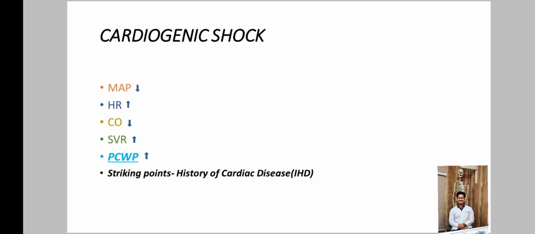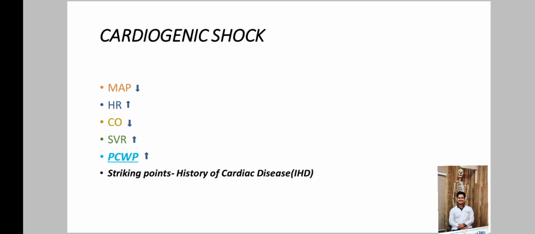But what is the striking point here that you will notice in the question? The striking point is that there will be a history of cardiac disease. Sometimes it's given as ischemic heart disease, or sometimes some kind of arrhythmia or any valvular heart disease. So what happens is that, as the name suggests, it's cardiogenic shock. The genesis is from the heart itself. Due to a disease of the heart itself, the heart is not able to pump the blood.